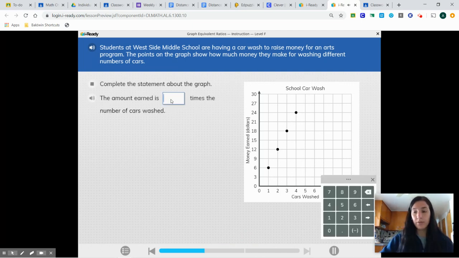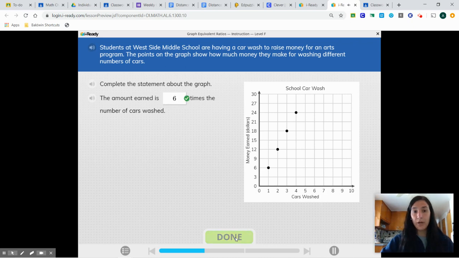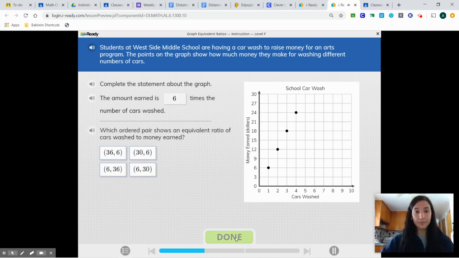Complete the statement about the graph. So it's 6 times the number of cars washed, because $6 per car. Which ordered pair shows an equivalent ratio of cars washed to money earned? So now if we want to wash 6 cars, we know we have to multiply it by $6 per car, and 6 times 6 is 36. So our ordered pair will be 6 cars for $36. We know that the 6 has to go first because x represents the cars washed. So (6, 36).